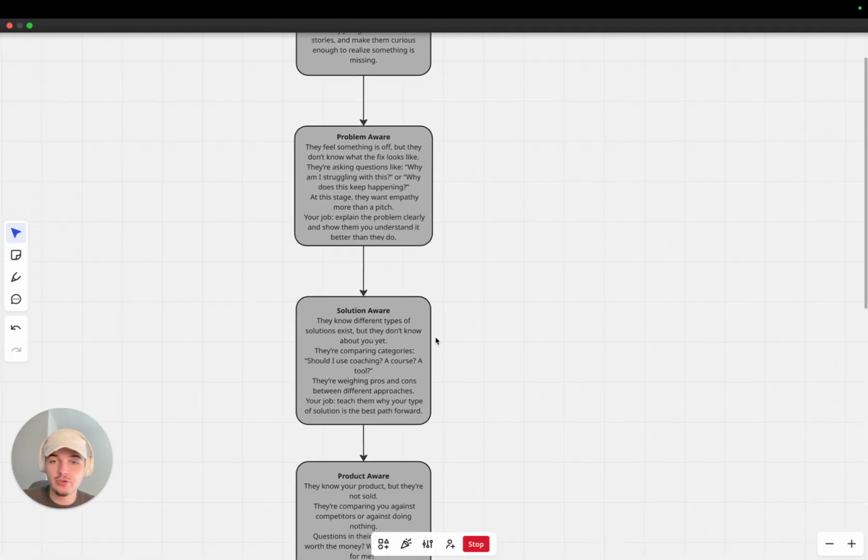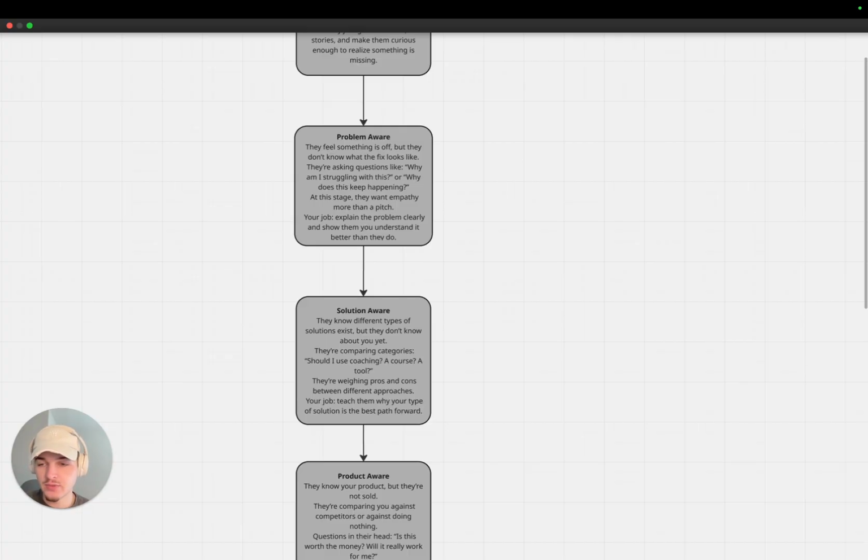Now, if they're solution aware, they know different types of solutions exist, but they don't know anything about you specifically yet. For example, they're comparing categories such as, should I use coaching? Should I use a course? Should I use a software tool, whatever it may be. So they're weighing the different pros and cons between different approaches. And your job here is to teach them why your solution is the best path forward.